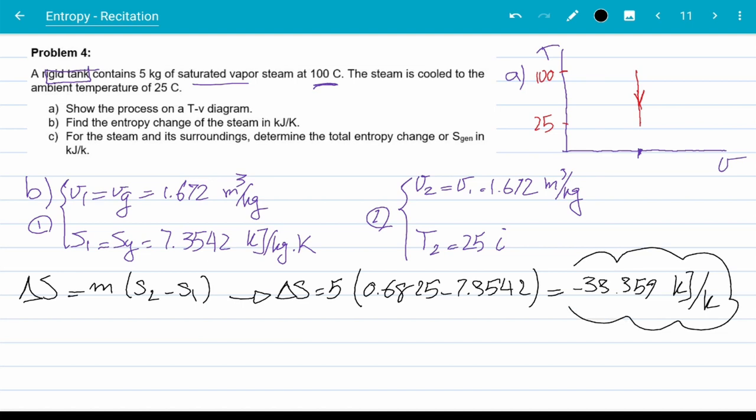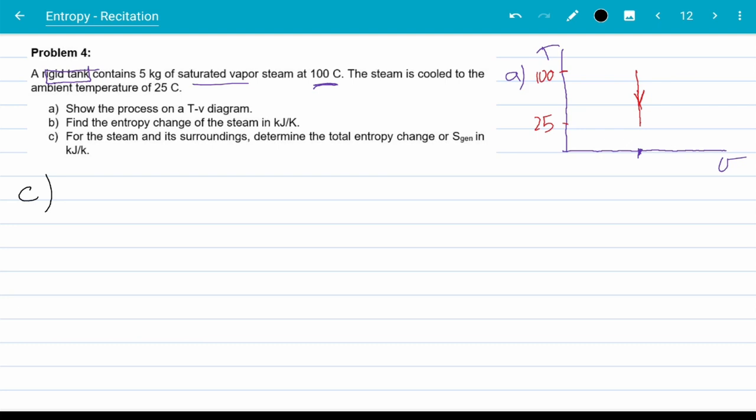Now for part C, we are asked to find the total entropy change of both the steam and the surroundings. In order to find the entropy change of the surroundings, we need to find the amount of heat transferred between the system and the surroundings. First law of thermodynamics says Q minus W is m delta u. We are looking for Q. This is a rigid tank, so boundaries are not moving, and we don't have any other form of work, so W is dropped, and we are left with Q is m delta u. Now, we need to find u2 and u1.